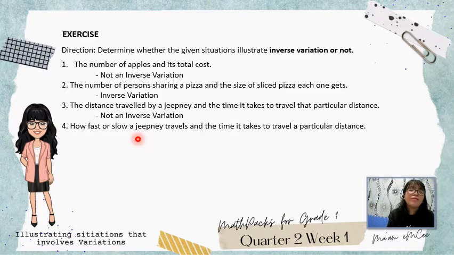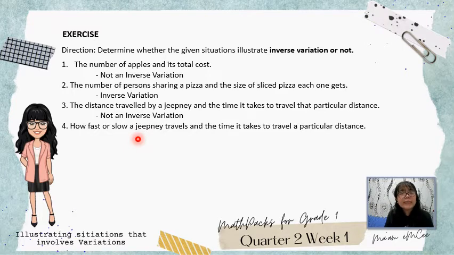And then fourth, how fast or slow a jeepney travels and the time it takes to travel a particular distance. So how fast or slow a jeepney is its speed. So speed is how fast or how slow a moving object is. So in this case, we are getting the relationship between the speed and the time traveled by the jeepney. So if the jeepney is faster, do you think the time it will take to travel a particular distance is shorter or longer? Of course, if the jeepney is faster, the time it takes to travel that particular distance is shorter.